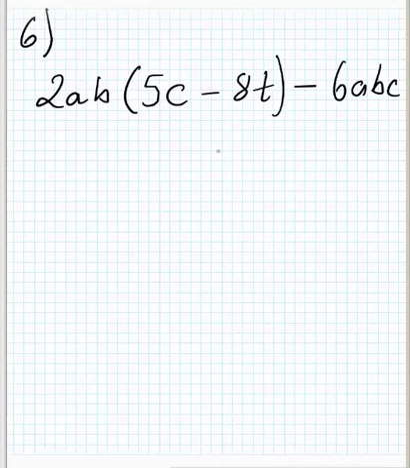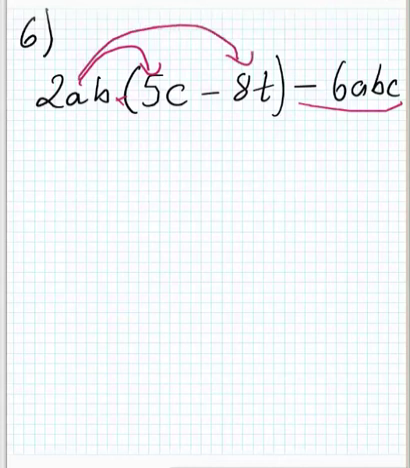So for this one, once again, you notice we have 2ab outside the brackets, and this minus abc is not inside the brackets. So leave this bit until last and first expand the brackets. So first go 2ab times 5c and 2ab times 8t. Now we will do this one mentally. So 2 times 5 is just 10, and we've got ab times c, so it's just going to be abc.